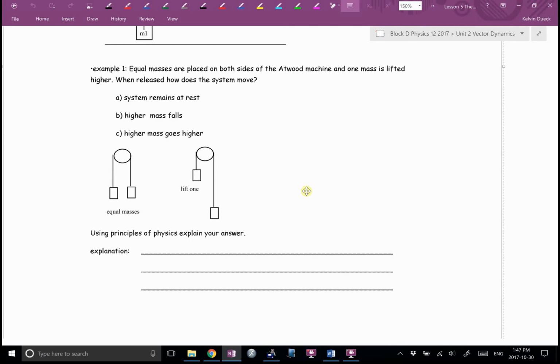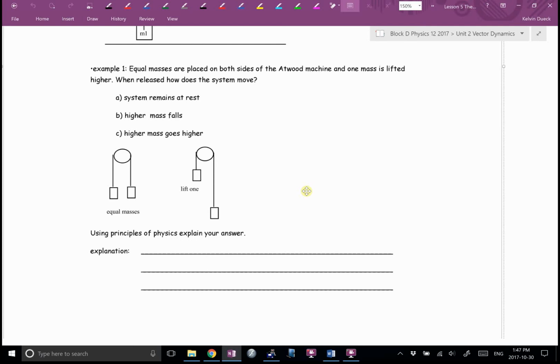One of the masses is lifted higher. For you, it's the one on the right. If there's no friction, and I release the higher mass, what happens? A, the system remains at rest, nothing happens. B, the higher mass is going to fall down to the ground. Or C, the lower mass is going to fall, lifting up the higher mass.